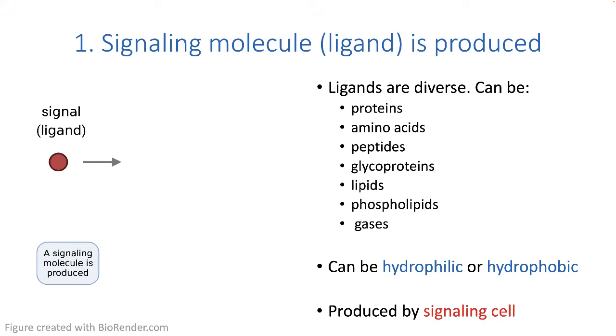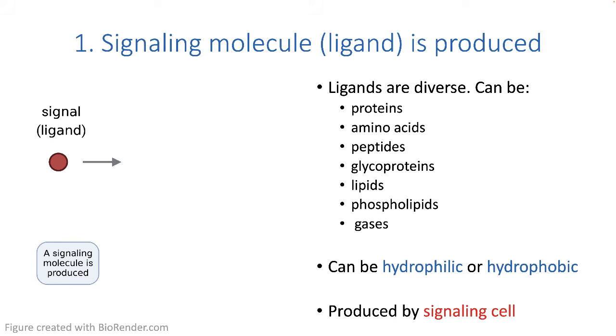This is a generic word for a molecule that binds another specific molecule, and in biology we most often use the word ligand when we're talking about something that binds to a receptor and initiates a signal. Ligands can be many different types of molecules, including proteins, single amino acids, short chains of amino acids, in other words, peptides, glycoproteins, meaning proteins that have been modified with sugars, lipids such as steroids and others, phospholipids, and even gases such as ethylene and nitric oxide.